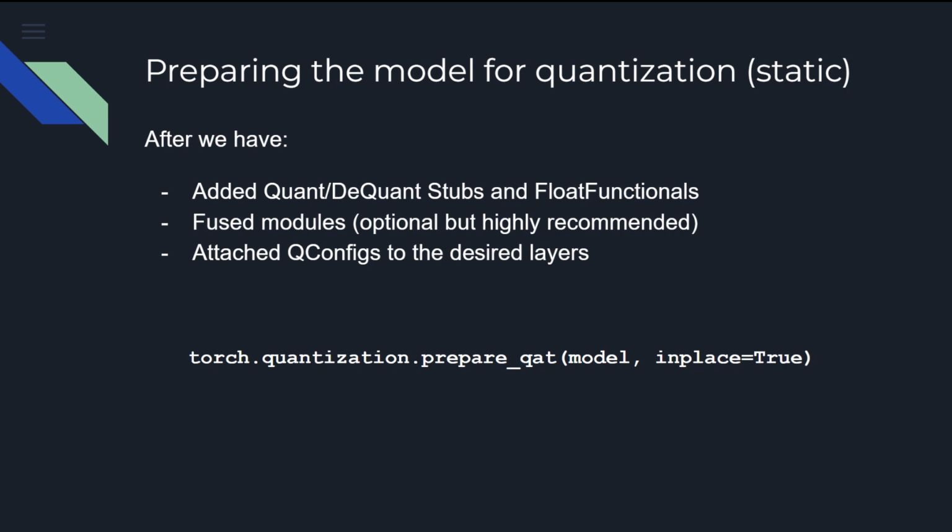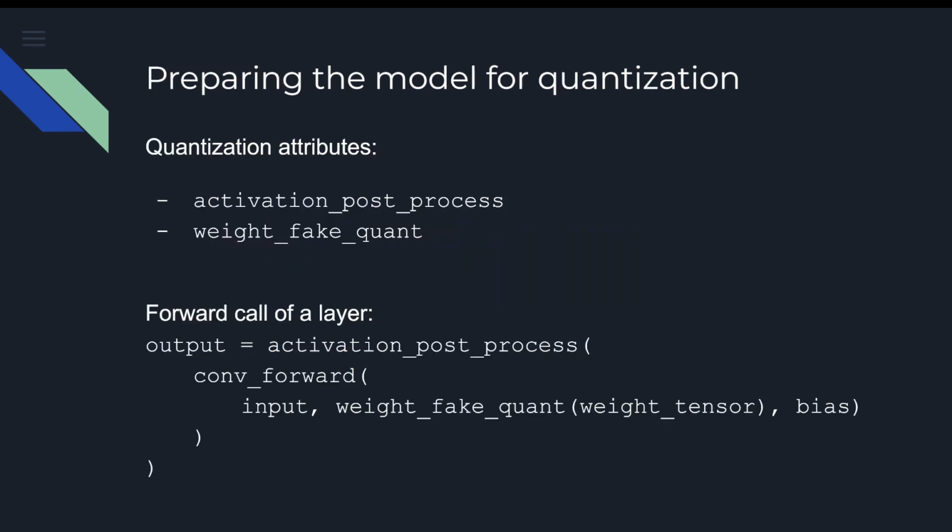What this is going to look like is that your model state dict is basically going to look the same, but each layer, instead of just having a weight and a bias term, for example, it's also going to have two different attributes. It's going to have activation post-process and weight fake quant. The naming convention is slightly confusing. Activation post-process is the activation quantization object, and weight fake quant is the weight quantization object.